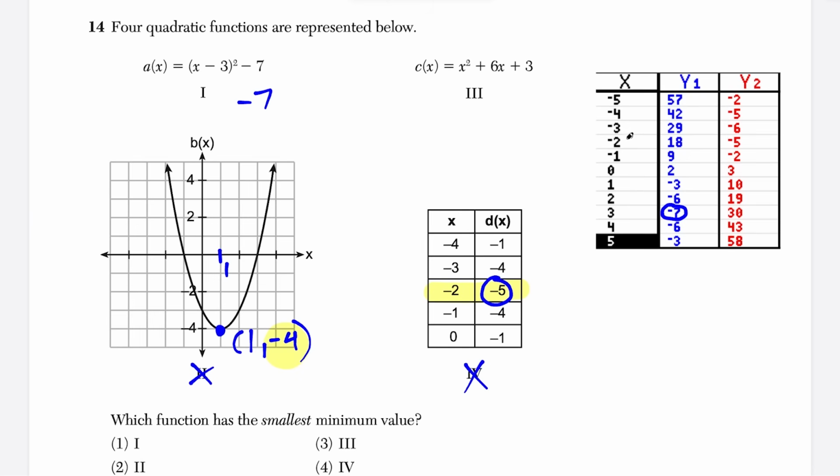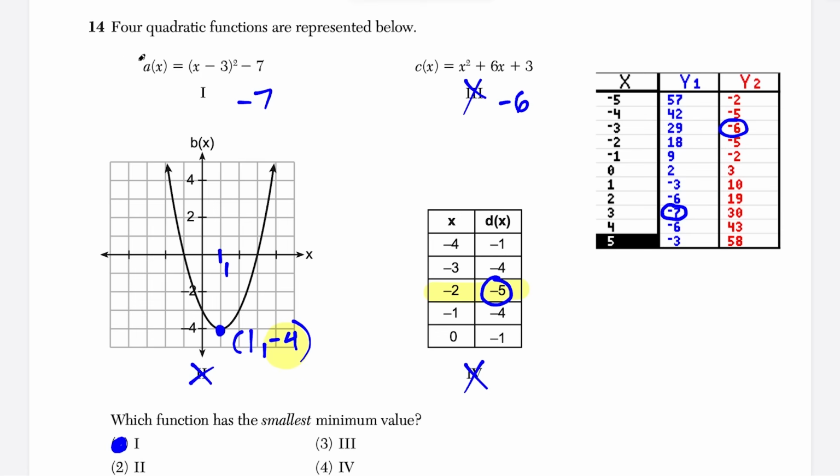And then if we look for c of x, we could see the vertex is occurring over here at x equals negative 3, y equals negative 6. So negative 6, this minimum value here, does not beat this one. Okay, negative 7 is less than negative 6. So this one is out. So Roman numeral 1 is our answer. Choice 1 we're going to select here.